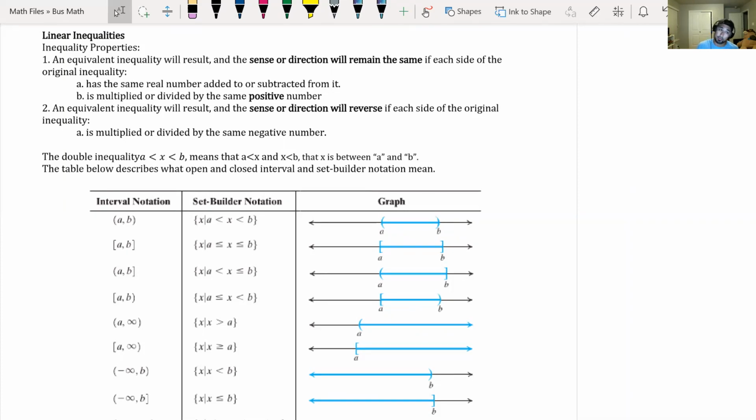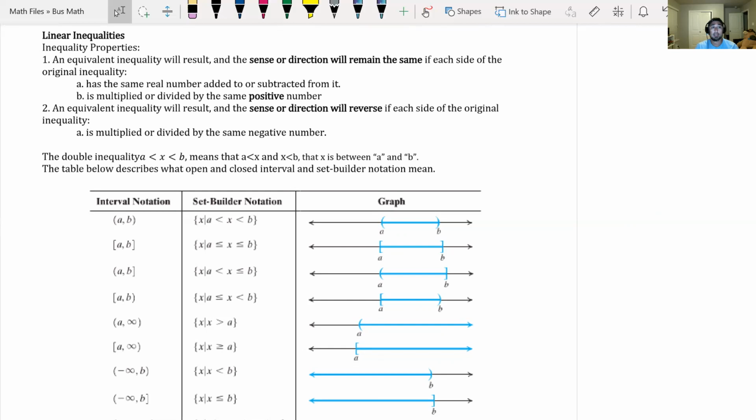Which brings us to number two. An equivalent inequality will result, and the sense or direction will reverse if each side of the original inequality is multiplied or divided by a negative number. So now if you remember inequalities again, if you multiply or divide by a negative number, the inequality will change direction, or the inequality will switch. That's it. Those are our properties.